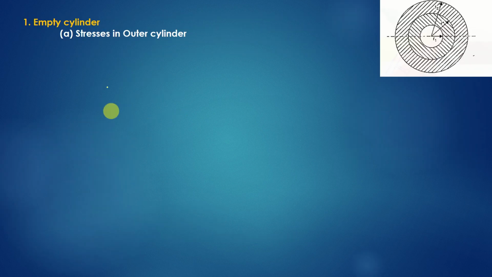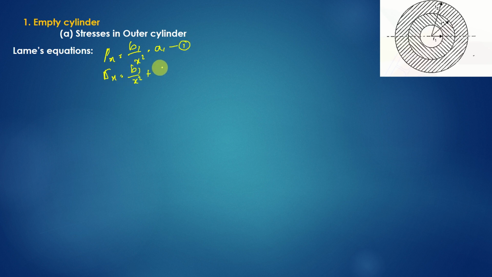First step, we are calculating stresses in the empty cylinder. First, the outer cylinder. Again we have Lame's equations. Px is equal to b1 by x square minus a1. Take it as equation number 1. And sigma x is equal to b1 by x square plus a1. Take it as equation number 2.